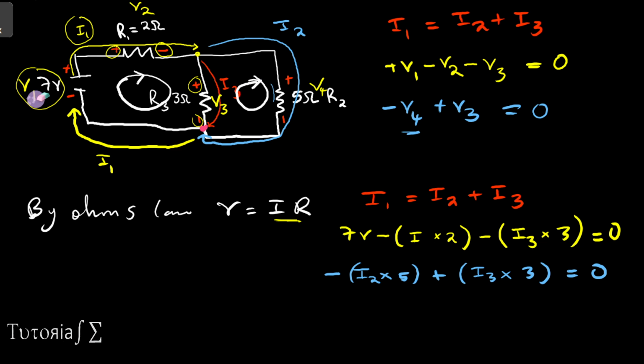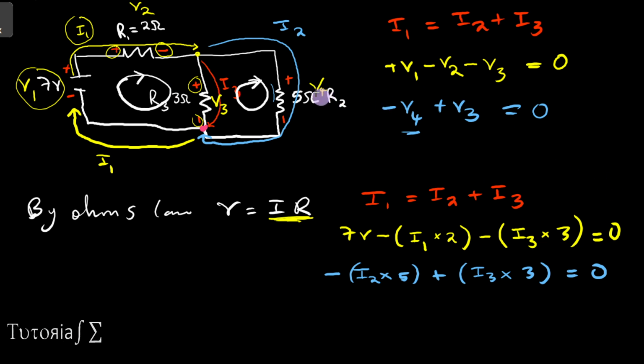So for voltage 1, we have 7 volts, which is this one. For voltage 2, we don't have voltage there, but we know the current going through there is current 1. So it will be current 1 times the resistance, using this formula, times the resistance, which is 2. We go to voltage 3, that is negative, which is this negative. Voltage 3 is this one. The current going there is I3. So we'll say I3 times the resistance, which is 3, and this will be 0.